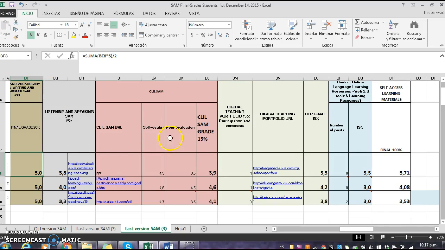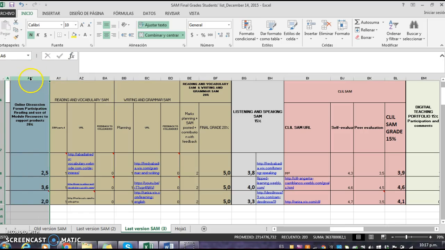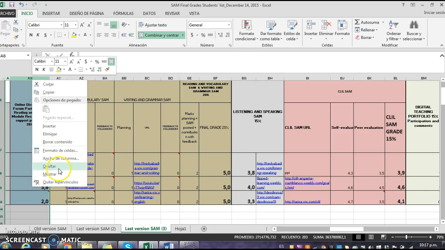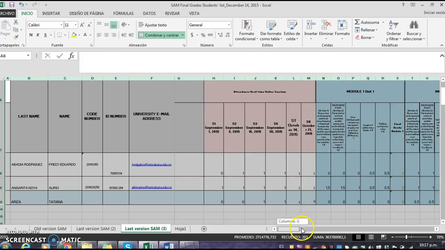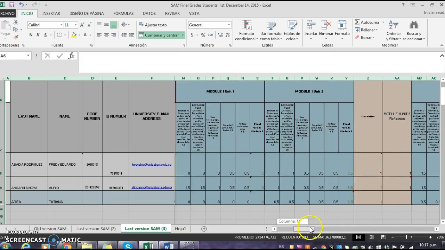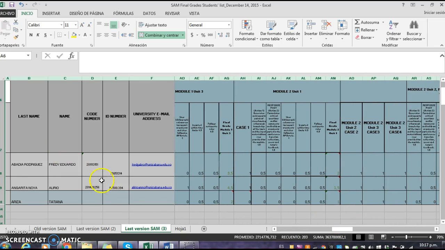So don't forget to unhide all of the cells that are hidden, because in that way you will be able to actually see what we have. So you will see, for example, participations in some cases. You will see certain grades, because no participation at all, etc., etc.